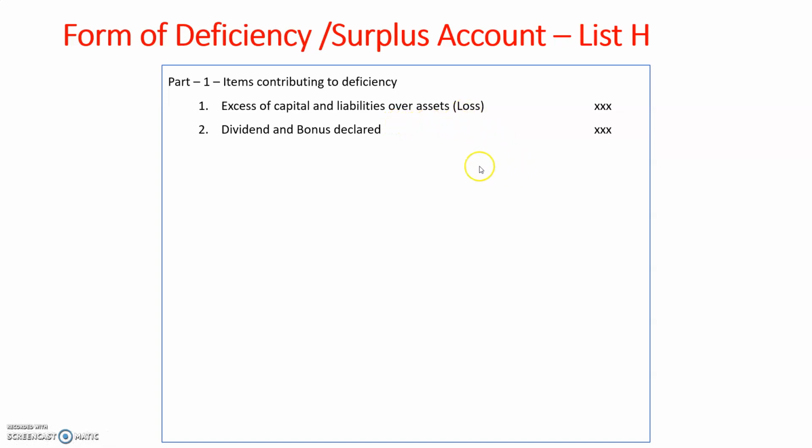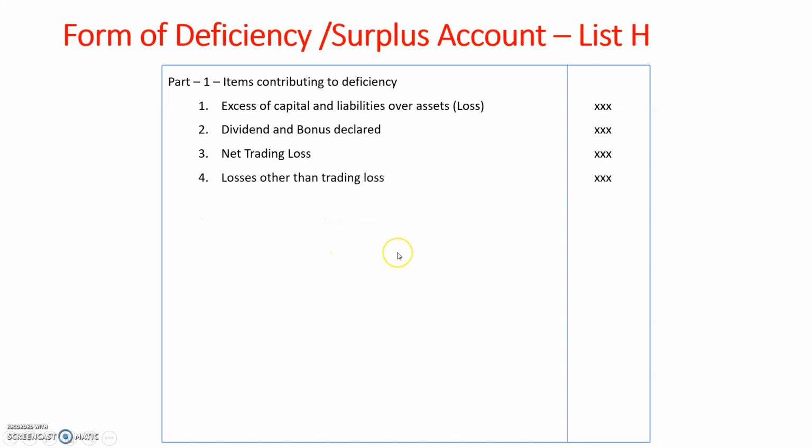That means any accumulated losses, if there are any, in the balance sheet. Then another one is dividend and bonus declared. If the company declares a dividend and bonus during the year, it will lead to reduction in the surplus. That's why it should be included in part 1. Then the third one, net trading loss, the loss incurred during the last year.